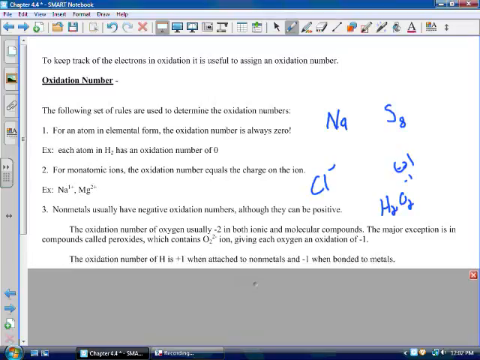Hydrogen is another one that can be positive and negative. Generally speaking, the oxidation number of hydrogen is +1 when it's attached to nonmetals, -1 when it's attached to a metal. Easier spoken, if hydrogen comes first in the formula, such as an acid, then hydrogen will be a +1 oxidation state. If it comes second in the formula, then it will be a -1 oxidation state.